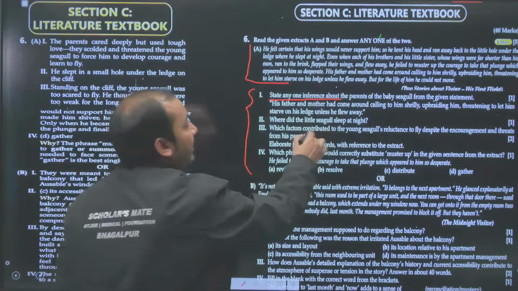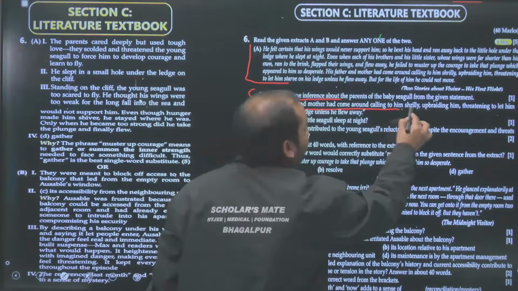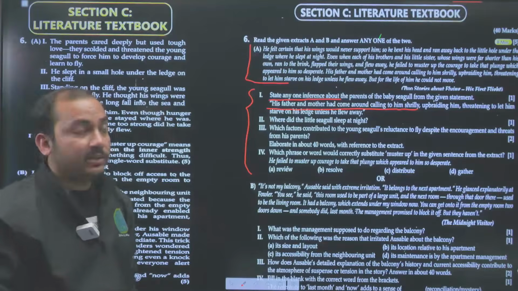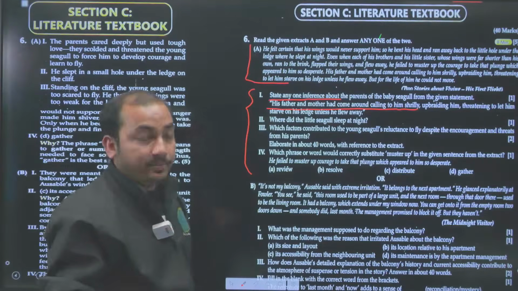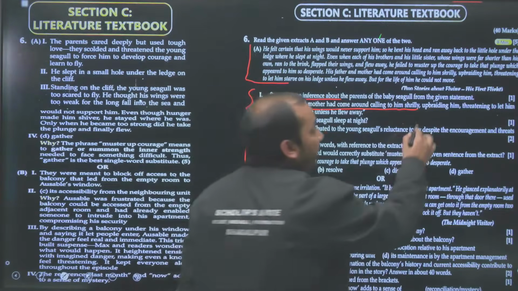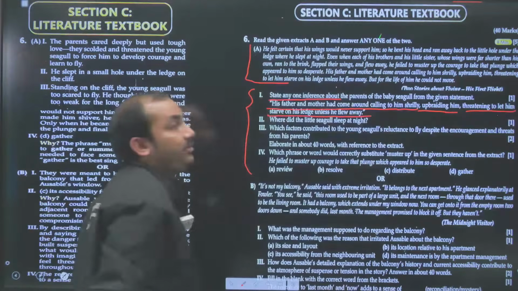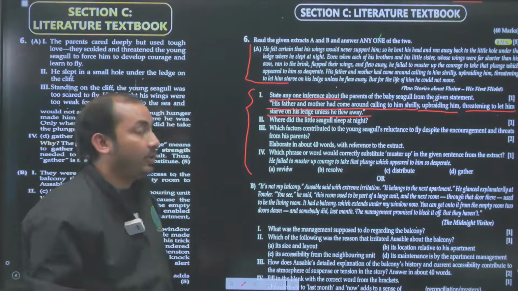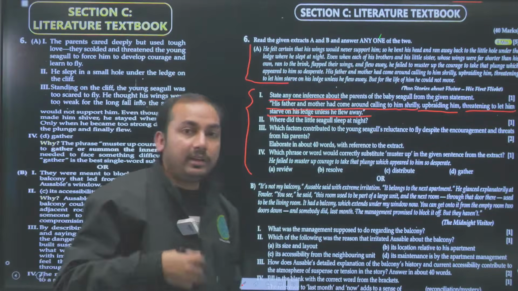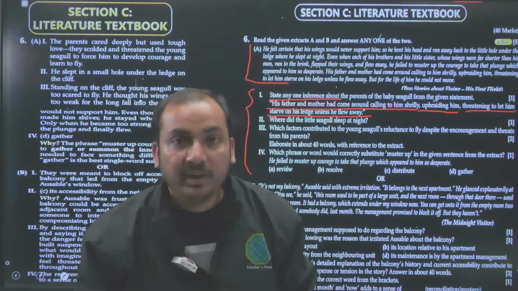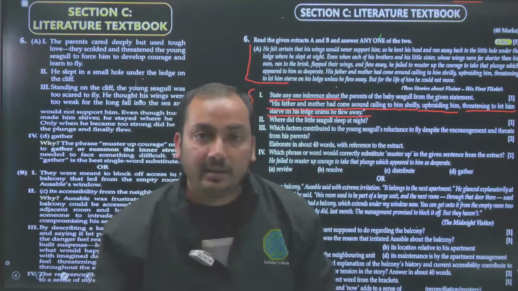His father and mother had come around calling to him shrilly. It means her parents were chiding him and scolding him, upbraiding him, threatening to let him starve on his ledge unless he flew away. Why were they doing so? They were not doing so because they do not love their child. They are doing so in order to motivate him, in order to force him to fly.